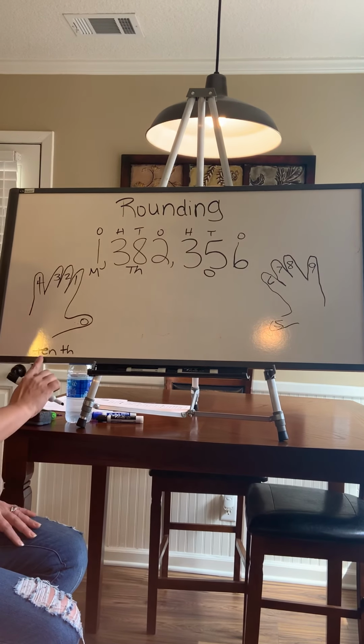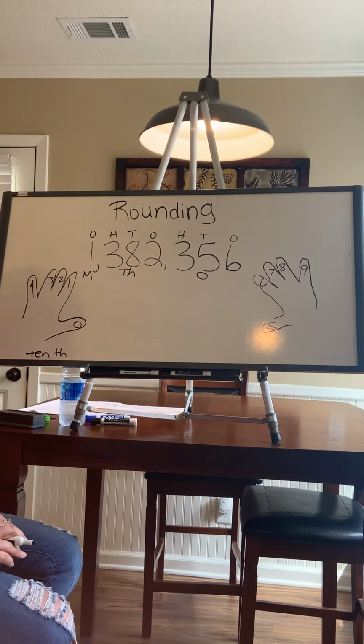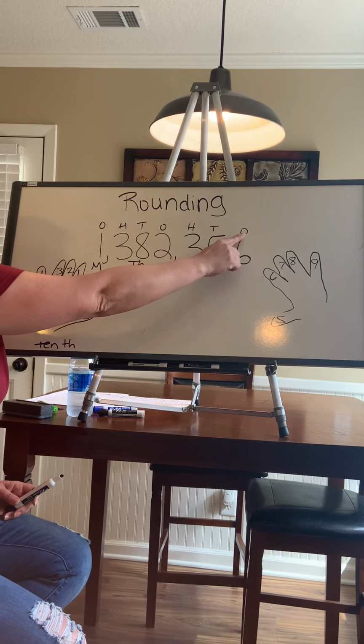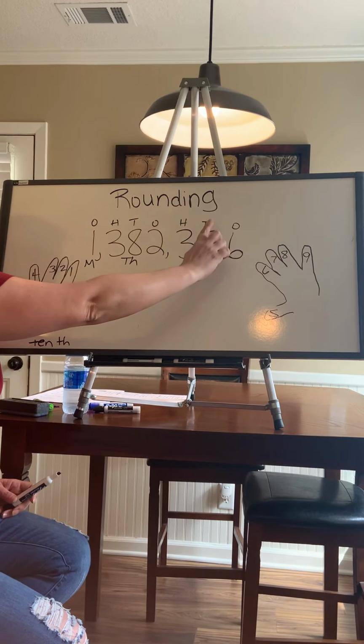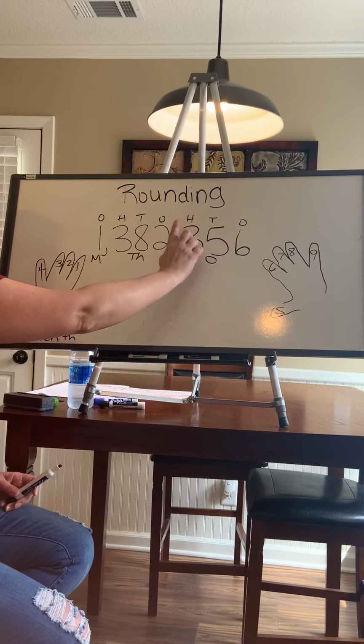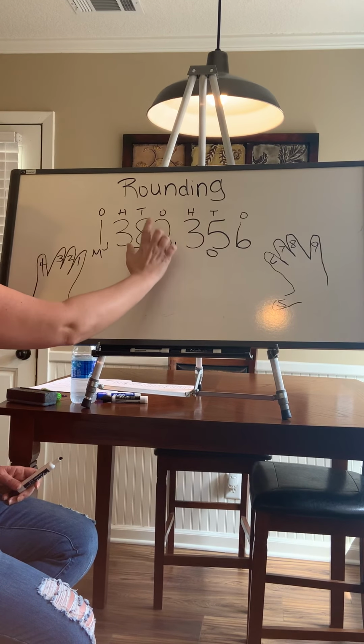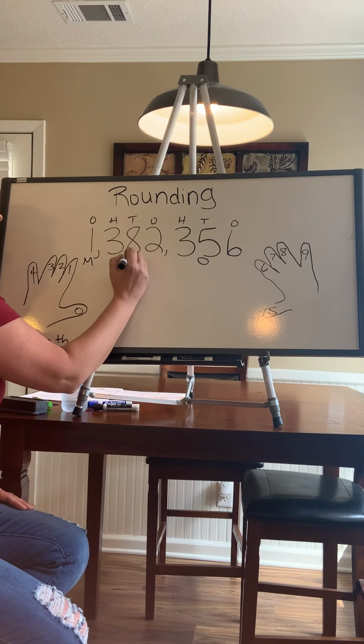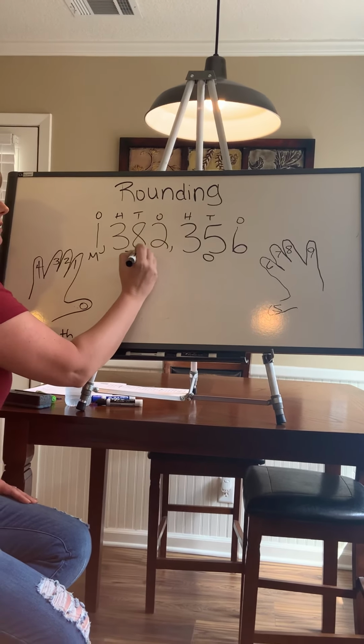So it's telling us to round to the 10,000s place. I have to find the digit in the 10,000s place. So this is ones, 10, hundreds, 1,000, 10,000. So there's the 10,000s. That's the guy right there.